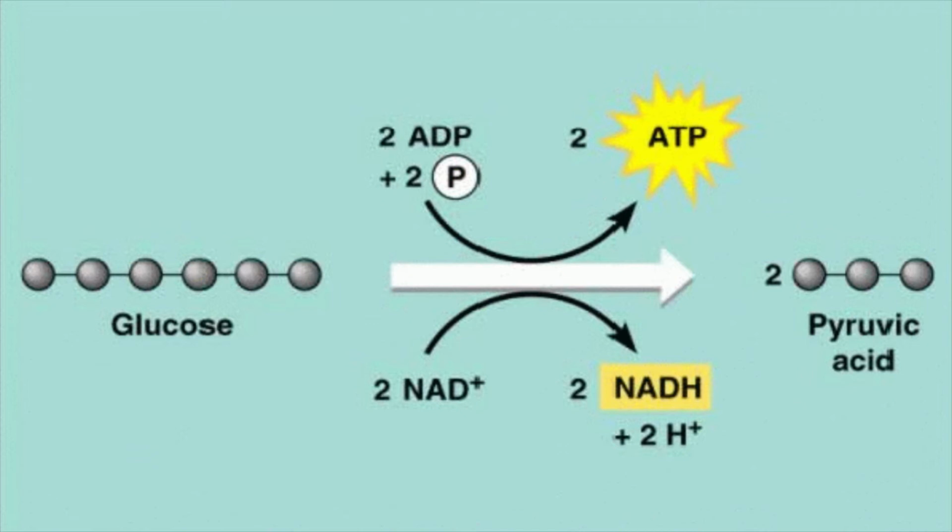Glycolysis can be broken down into two phases, the investment phase and payoff phase. The investment phase requires the use of two ATP molecules and produces two molecules, only one of which will continue through the rest of glycolysis, and that is glyceraldehyde 3-phosphate, or GAP.